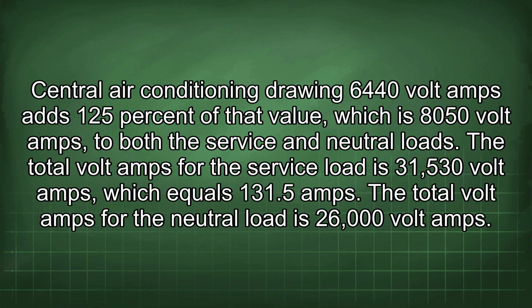Central air conditioning drawing 6440 volt amps adds 125% of that value, which is 8050 volt amps, to both the service and neutral loads. The total volt amps for the service load is 31,530 volt amps, which equals 131.5 amps. The total volt amps for the neutral load is 26,000 volt amps.